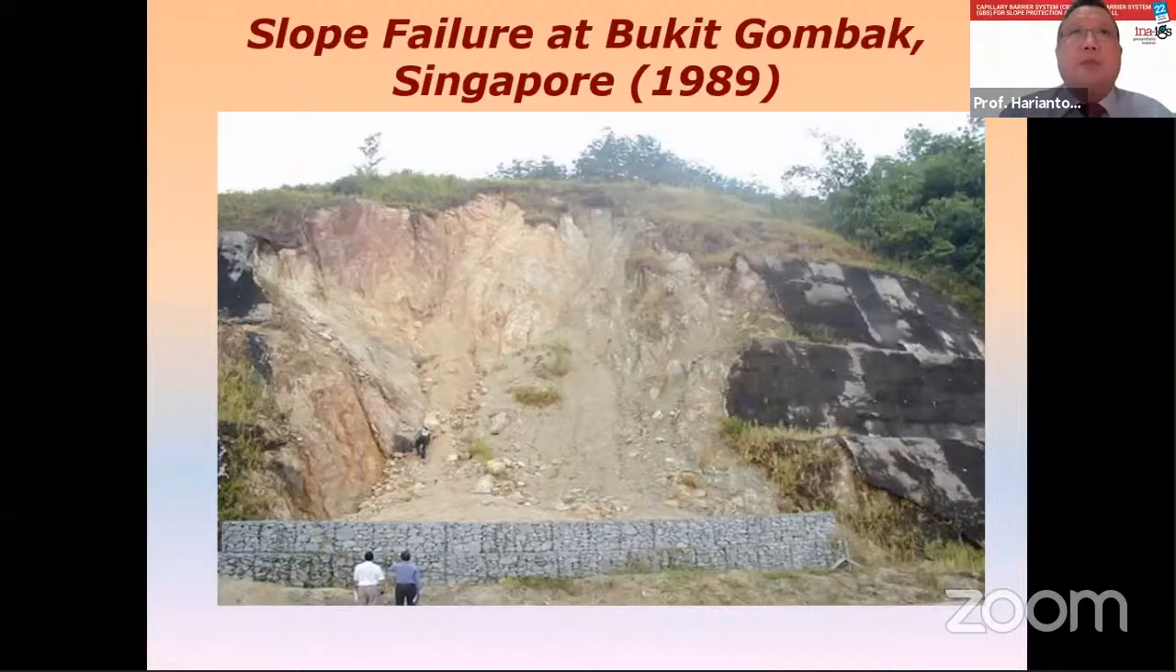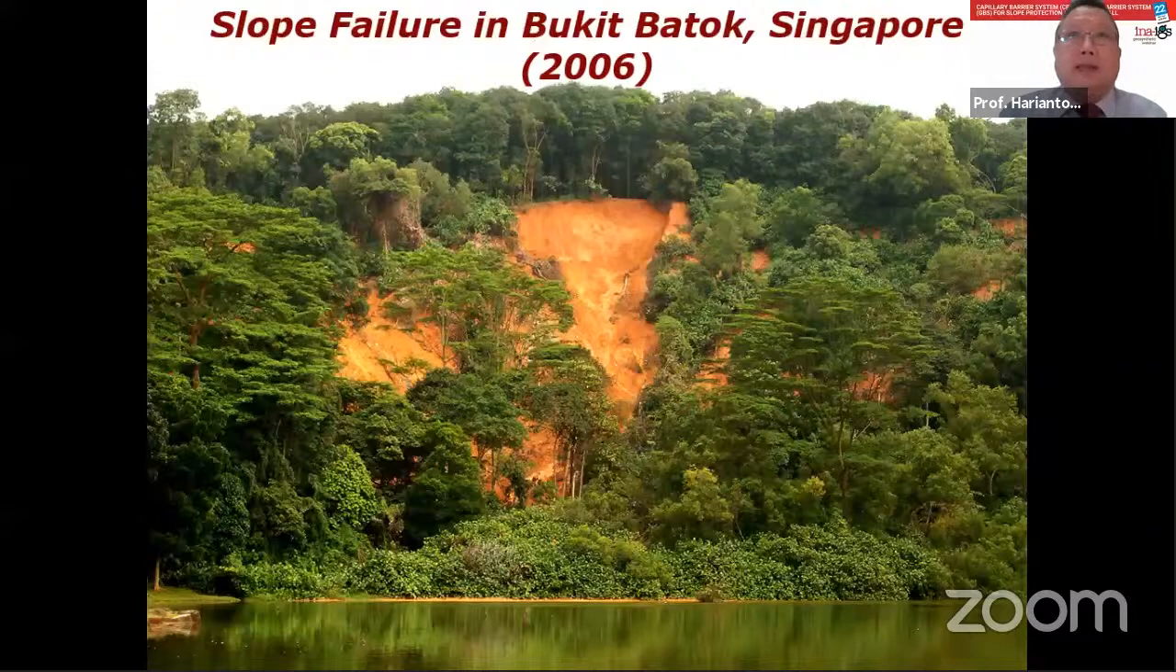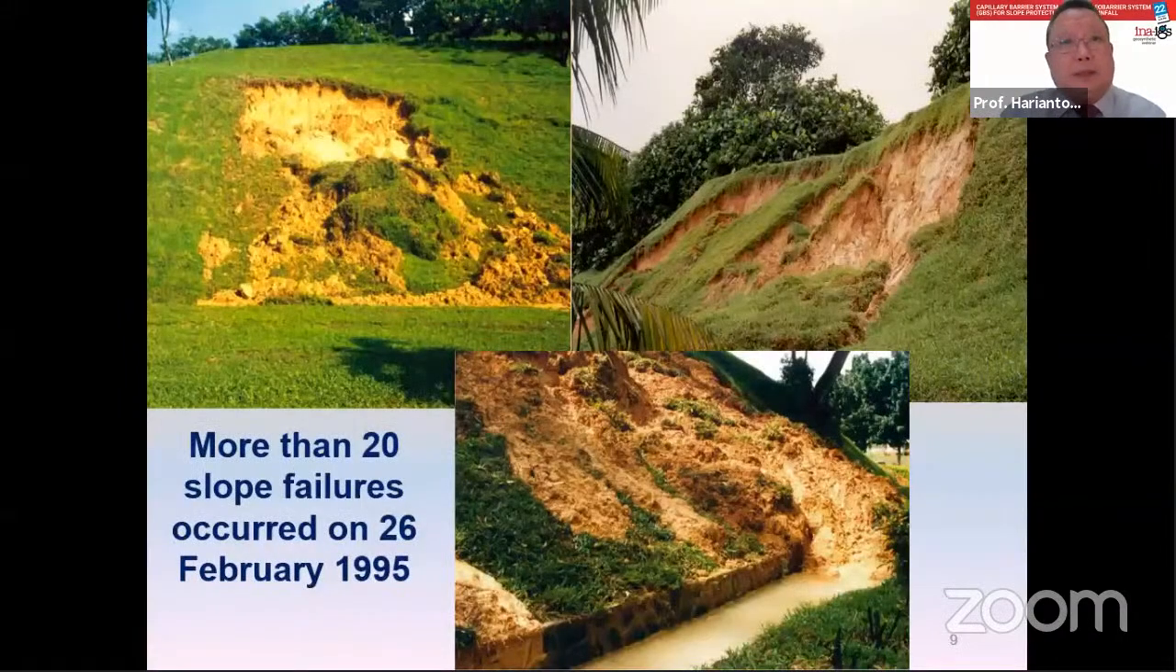One of the largest happened in 1989 near a stadium, a slope failure, and fortunately it occurred after midnight, so it covered half of the stadium. And this is another slope failure in 2006, during the period when we had a very large rainfall in Singapore. Here on campus, on a particular day in 1995, we had 20 of this type of slope failure all around the NTU campus. Again, the cost of repair and also the damage to drains and other infrastructure can be quite significant.